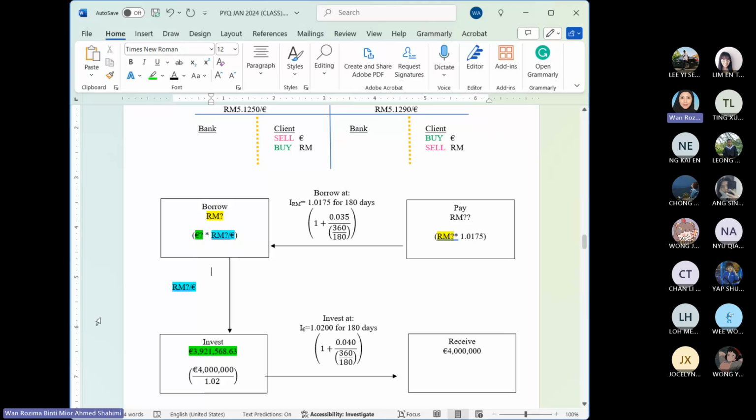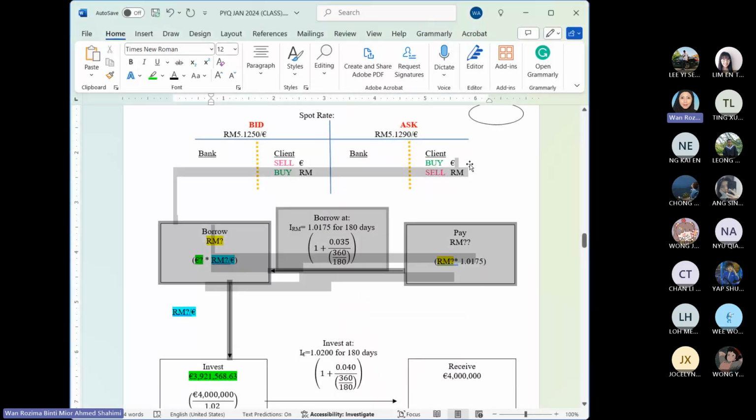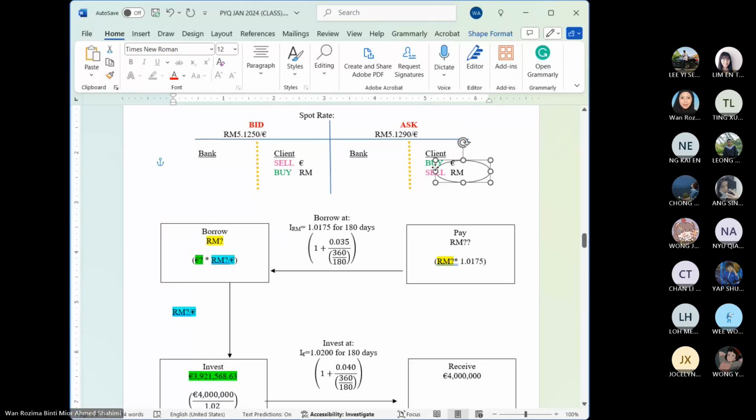So in this case, you need to borrow in home currency and invest in foreign currency. So meaning to say that in order to invest in euro, you have to convert Malaysian ringgit to euro. So sell ringgit Malaysia, buy euro. So in this case, you need to use the ask price. So I copy this and then write in this section.